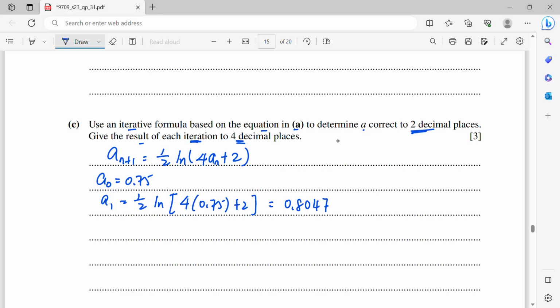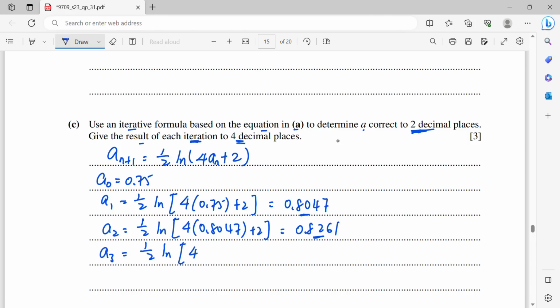Now here final answer 2 decimal places. When to stop? You look at the last 2 digits. Make sure they are the same. So now we are going to use this a1 to get the a2. It will be half ln 4 bracket 0.8047 plus 2, and then you will get 0.8261. So the 2 are not the same. Now continue for a3, half ln 4 bracket 0.8261 plus 2. Then it will be 0.8343. Again, not the same. So we have to proceed to a4.